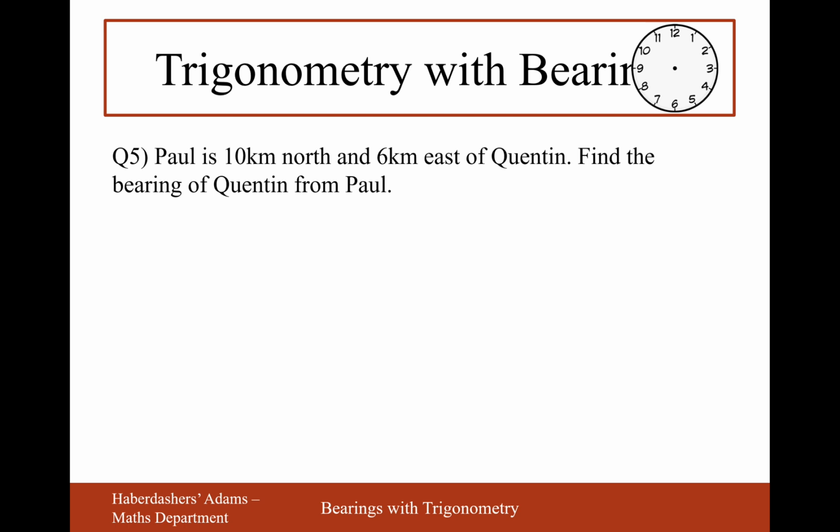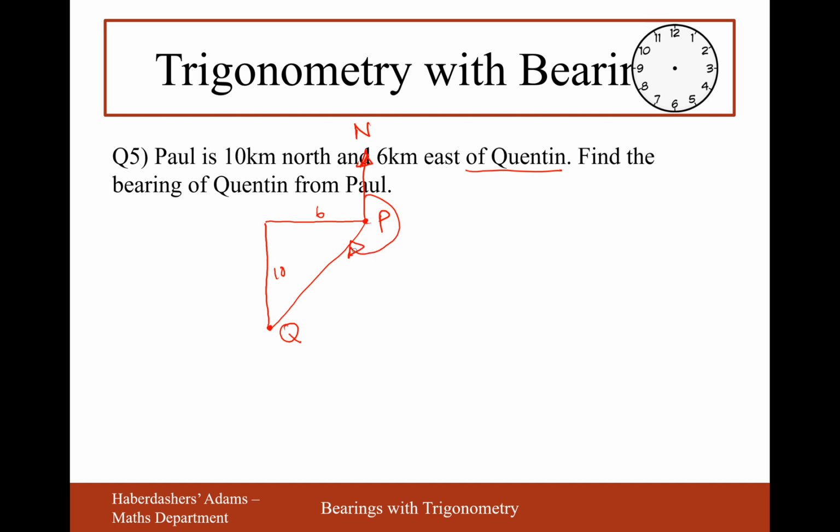Paul is 10 kilometers north and 6 kilometers east of Quentin. So it's of Quentin, so Quentin will be in the center of my diagram, and Paul is 10 kilometers north and 6 kilometers east. So Paul will be up here. Find the bearing of Quentin from Paul. So given that it's from Paul, I'm going to start at Paul and then I'm going to head towards Quentin.